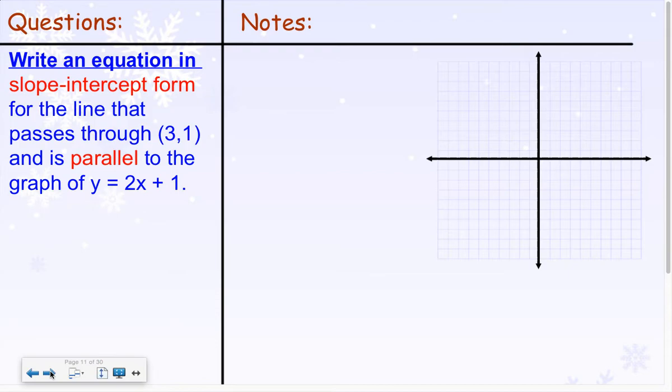All right, here's the first example. Write an equation in slope-intercept form for the line that passes through (3, 1) and is parallel to the graph of y equals 2x plus 1.